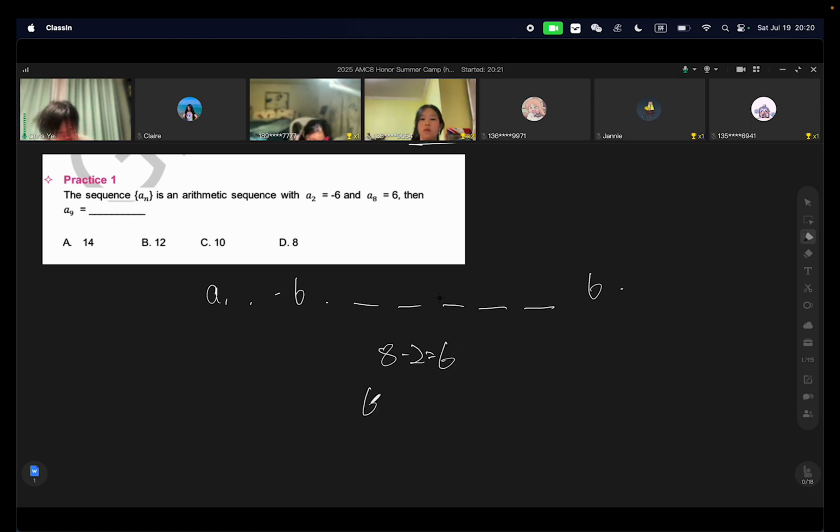So 6D is going to be the same as 6 minus negative 6 equals 12. So our common difference is 2. Then the ninth term is going to be 6 plus 2 equals 8. And that's our answer.